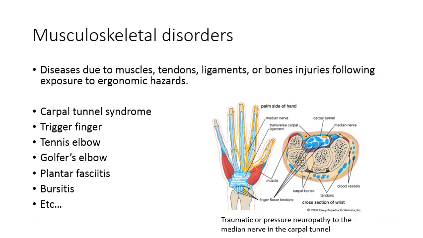Occupational musculoskeletal diseases are a group of diseases caused by muscle, tendon, ligament, or bone injuries following exposure to ergonomic hazards in the workplace. Examples of musculoskeletal disorders commonly associated with work exposure are carpal tunnel syndrome, trigger finger, tennis elbow, golfer's elbow, plantar fasciitis, and bursitis.